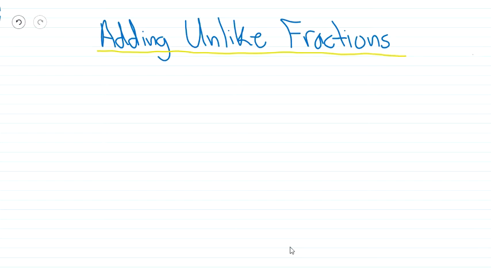So we have 3/5 plus 1/4. Now, these are unlike fractions simply because the denominators are different. They have different denominators. One has a denominator of 5, one has a denominator of 4. So therefore, these fractions are unlike. So we can't simply add these going across.